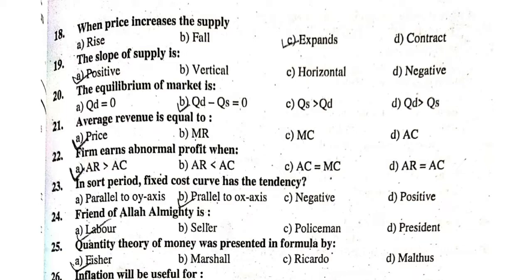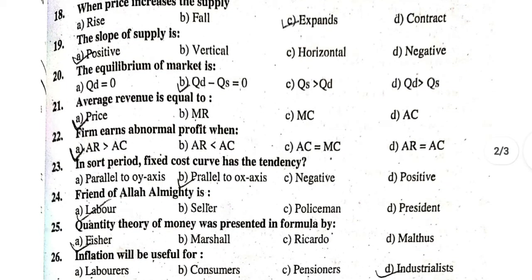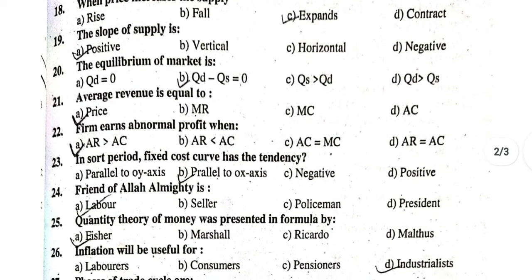25. Quantity theory of money was presented in formula by: answer is A. Fisher. Inflation will be useful for: the answer is D. Industrialist. Inflation is not useful for laborers, consumers, and pensioners. Inflation will be useful for industrialist.